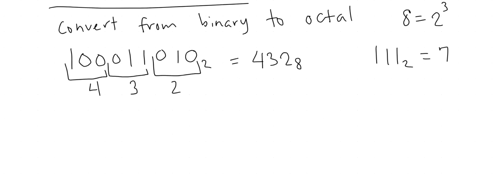Even if not all the digits can be grouped up, for example, 1011 base 2, you want to convert it to base 8. Well, you can group these two digits up to be 3, but this digit you can't group it up. But it's fine, you can just leave it like that, and it will be 13 base 8.